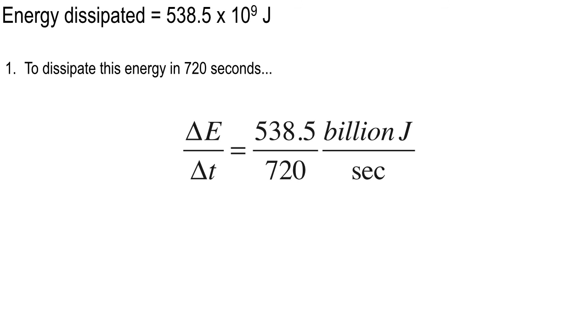Anyway, so space shuttle, even more energy has to be dissipated. So to dissipate this energy, now this quantity, delta E over delta T, is called the power. And we use symbol capital P for this. And this is how much we have to burn off in 12 minutes, 720 seconds. 538.5 divided by 720, and that's billion joules per second. So that works out to 0.748 billion joules per second.